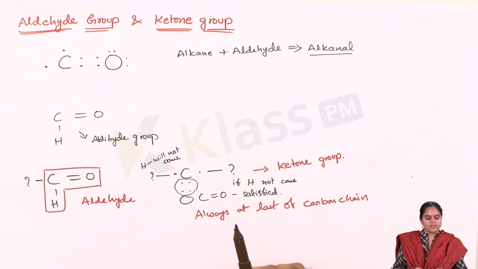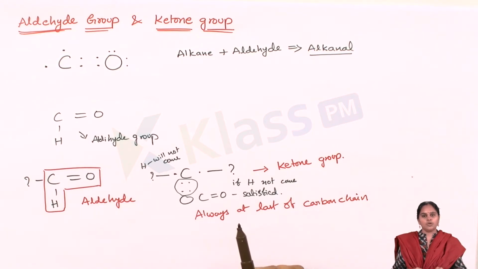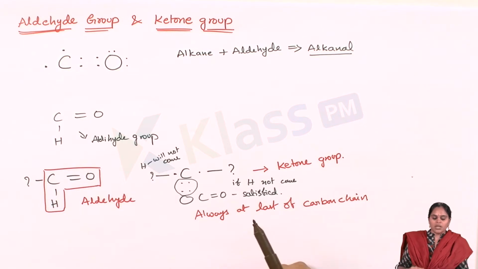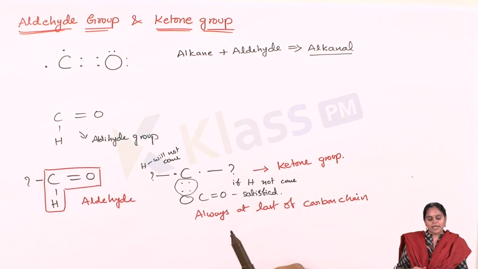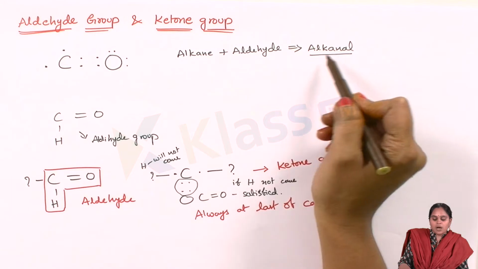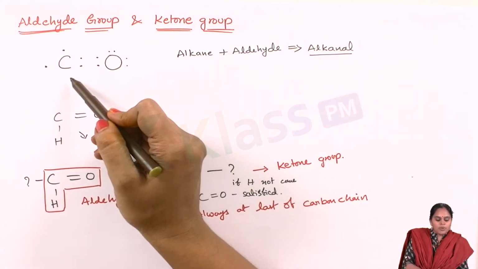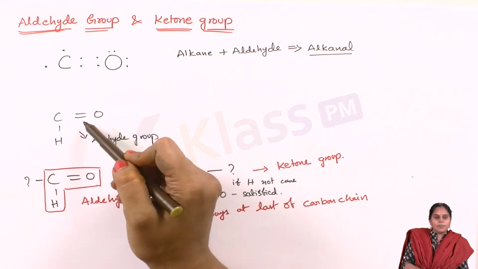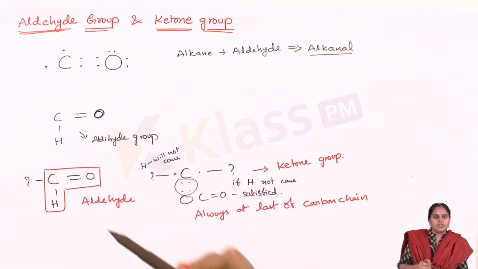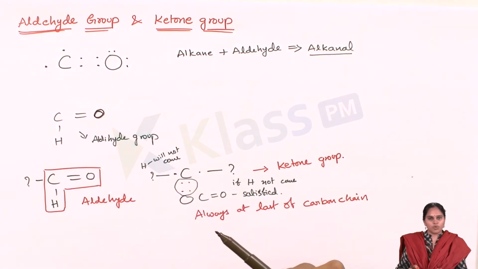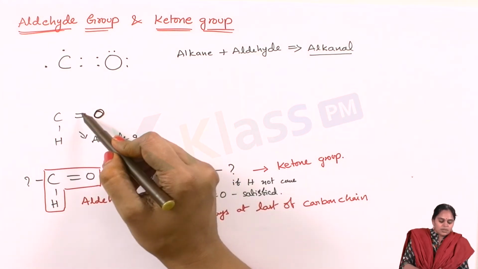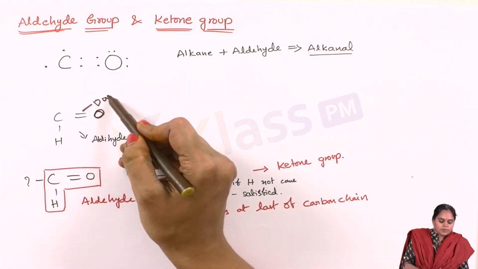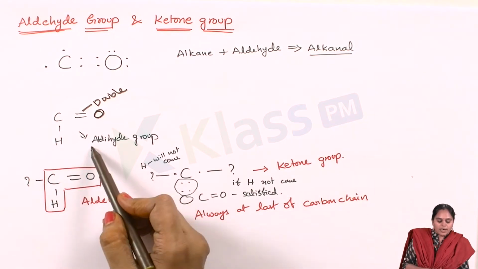The next group is the aldehyde group. What are aldehydes? Aldehyde groups and ketone groups. Alkane plus aldehyde gives alkanal. One carbon atom and one oxygen atom, joined with a double bond, leads to the aldehyde group.